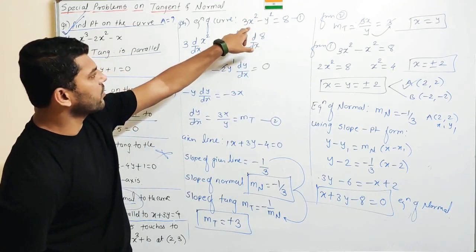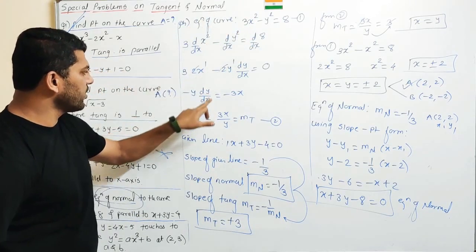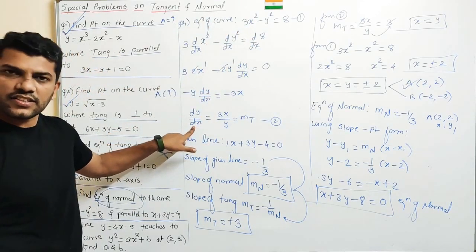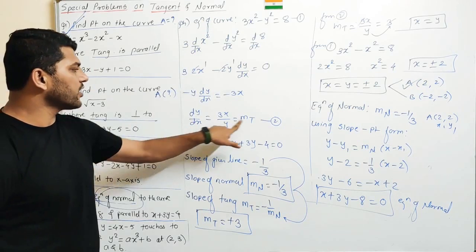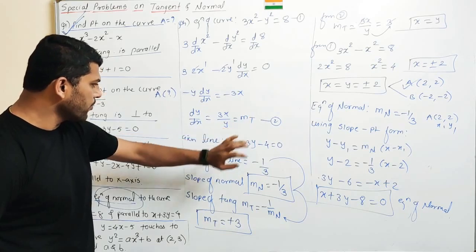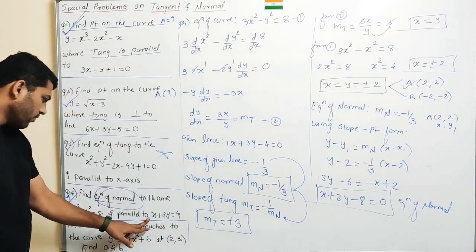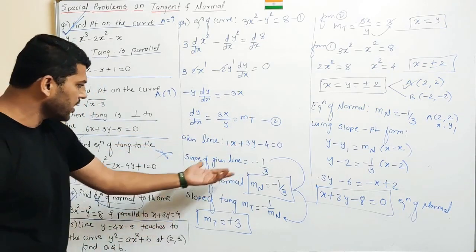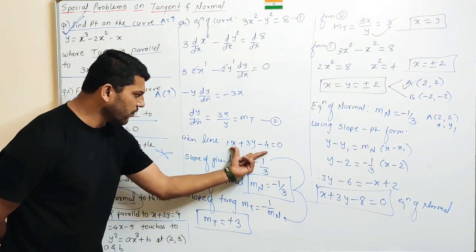This is the equation of curve. Start differentiating this, obtain the dy by dx. And understand this, obtaining a dy by dx is nothing but the slope of tangent. So this is the concept that we know. Now this is the given line which is parallel to the normal. So let's utilize this line. So this is the equation of given line.